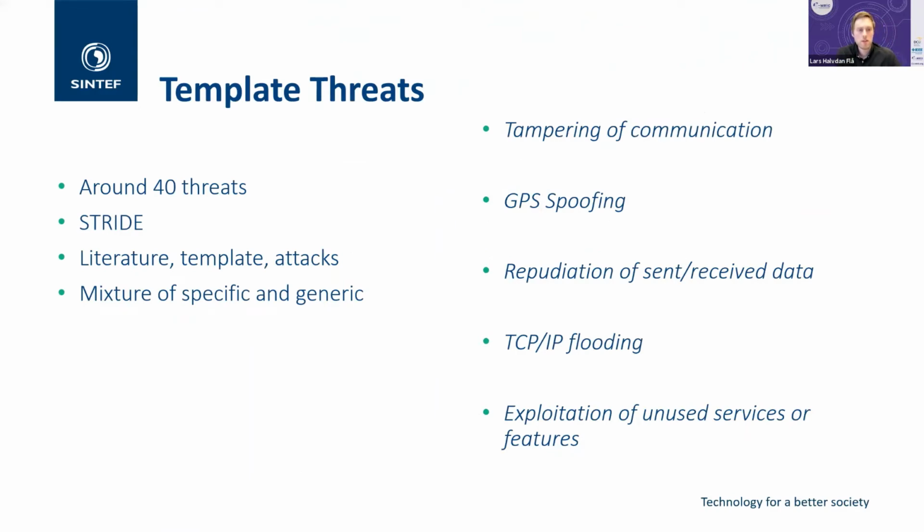Now I'll say something about the threats that we have included. For now, we have around 40 threats, and they are categorized according to the STRIDE categories of spoofing, tampering, repudiation and so on. These threats are inspired or taken from literature on smart grid threats, from other Microsoft threat modeling tool templates from other domains, and to a lesser degree from previous attacks on industrial control systems.